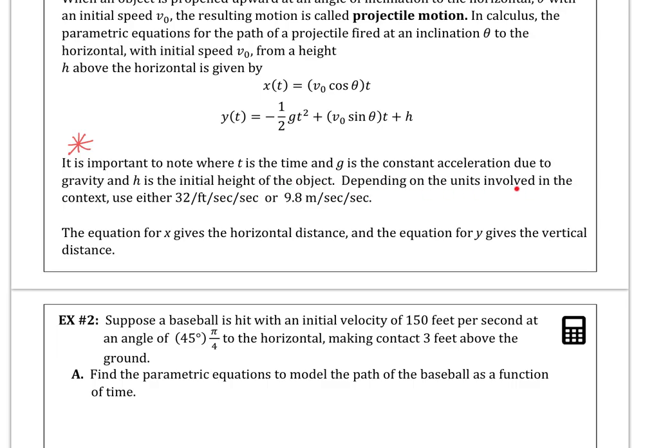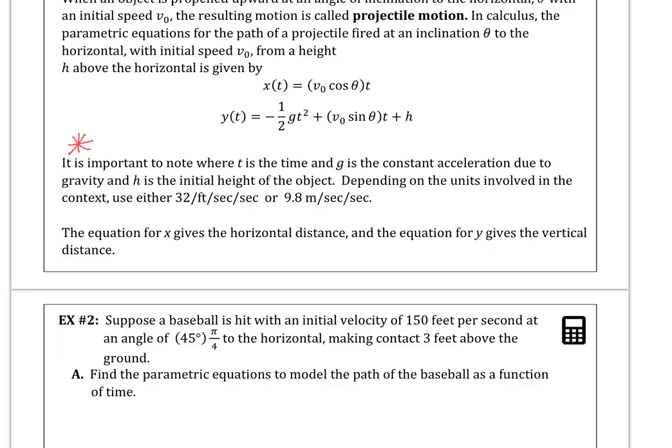Depending on the units that are given in our real life application, we're going to either use 32 feet per second squared when the units are in feet, or if we're given metric, we're going to use the gravitational constant, 9.8 meters per second per second. The equation for x gives the horizontal distance, and the equation for y gives the vertical distance.